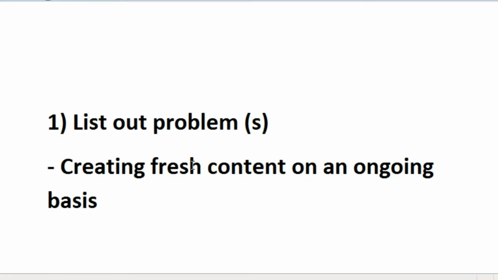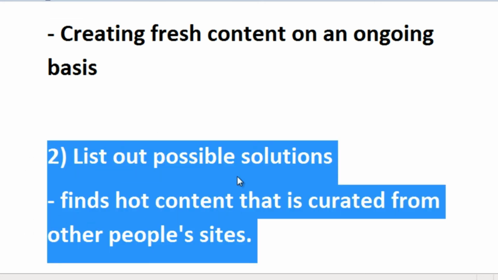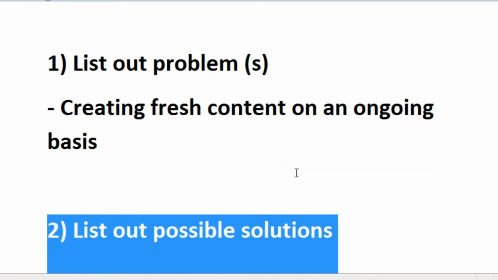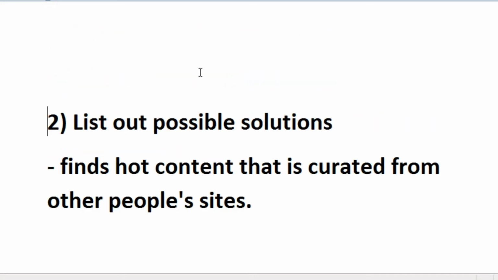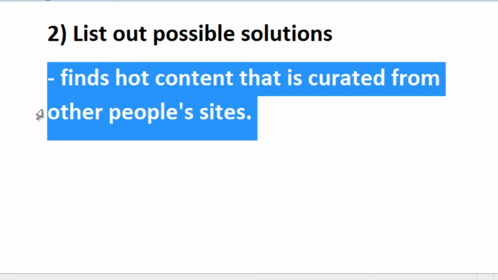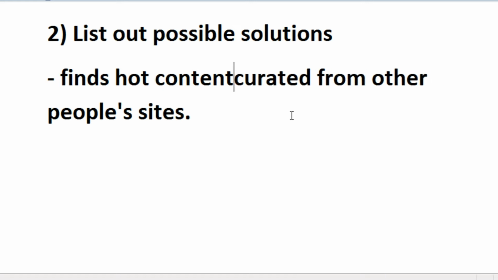Okay, so back to where we left off in the previous video. What we're going to do now is break down the list of possible solutions. We already figured out that the problem was creating fresh content on an ongoing basis. Now we are going to take the list of possible solutions right here, which is finds hot content that is curated from other people's sites and maybe places it on the WordPress post or the page. So let's write that down. So finds hot content that is curated. Let's break it down here.